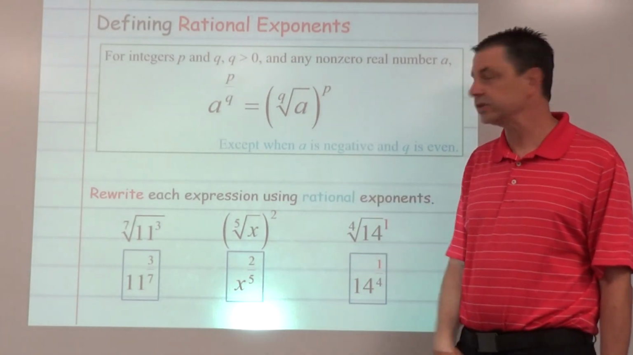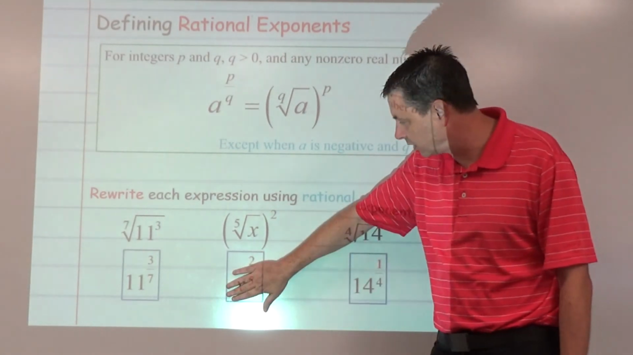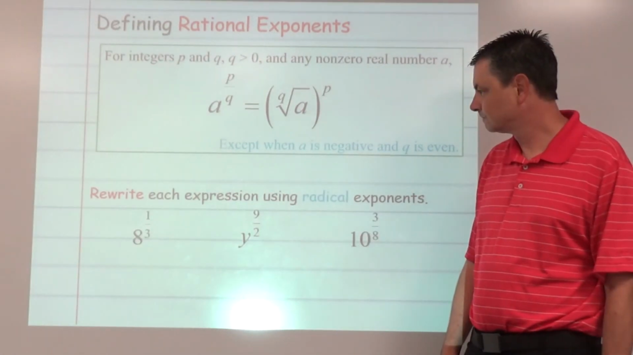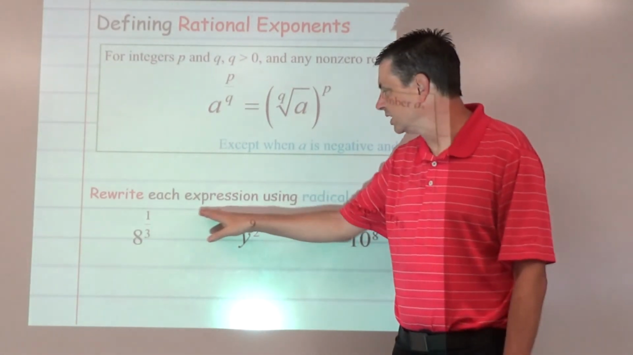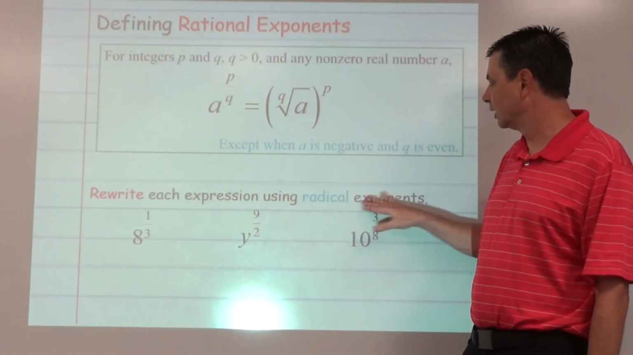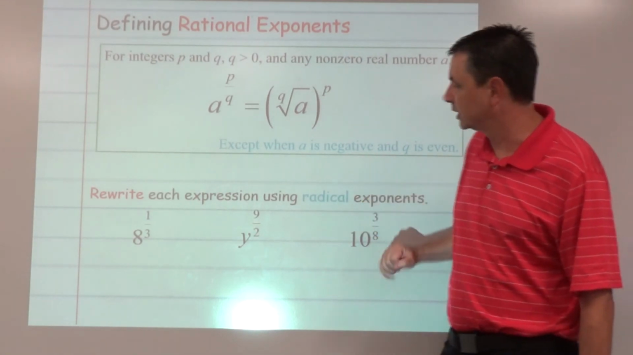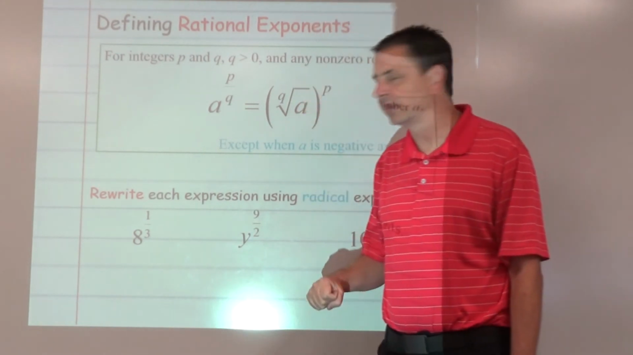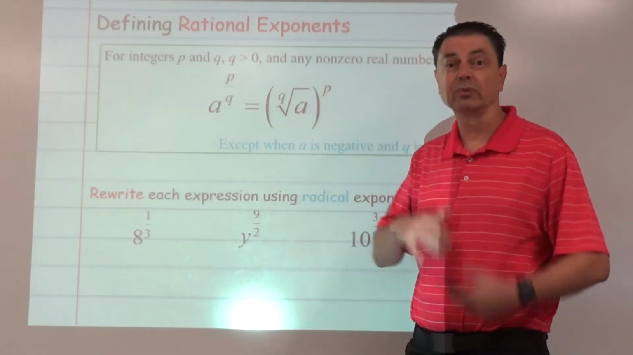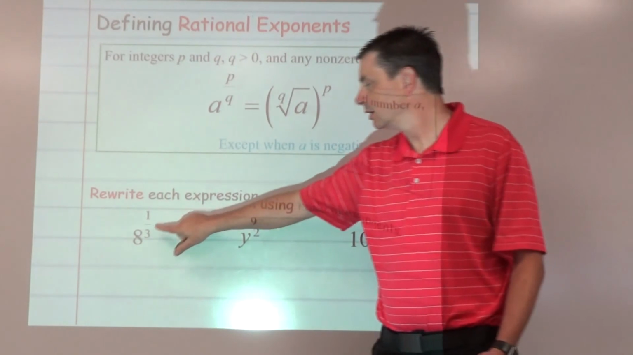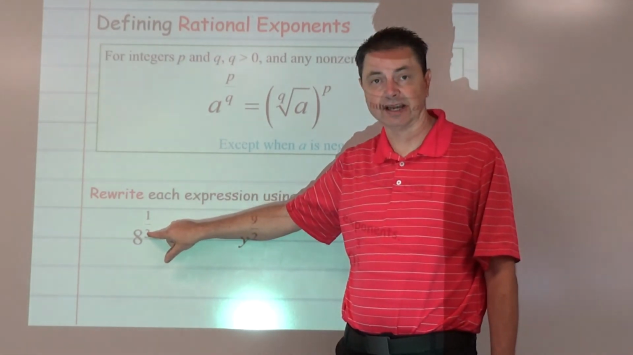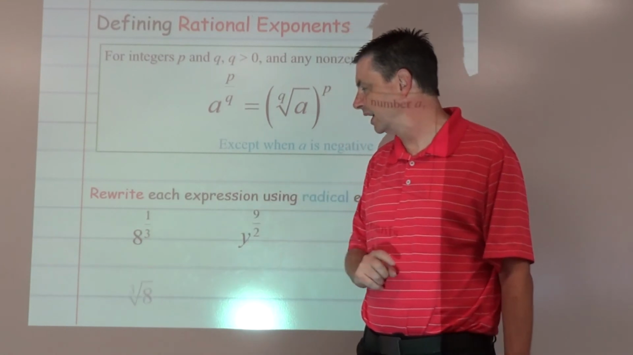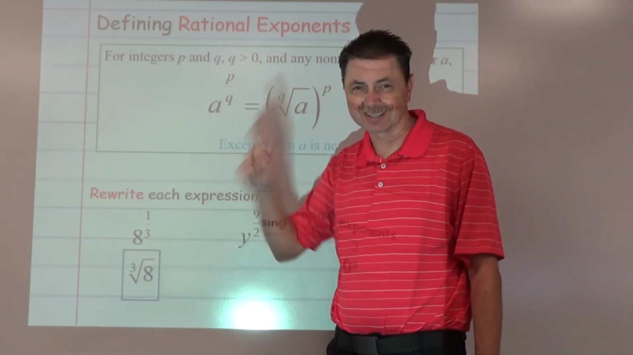What if we reverse these? We start out with this. Can we go back to this? Probably should say rewrite each expression using radical expressions, not exponents there. So we got 8 to the power of 1/3. We're going to rewrite it as a root. The denominator is the index. 3rd root of 8 to the first power. We don't need to write to the first power.